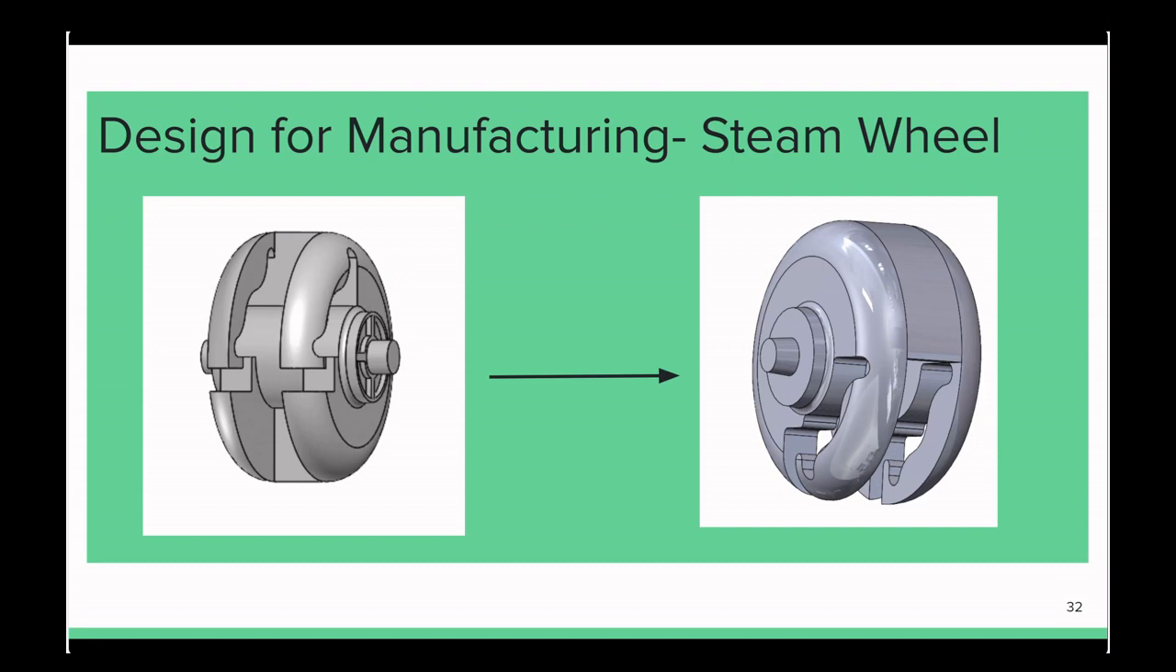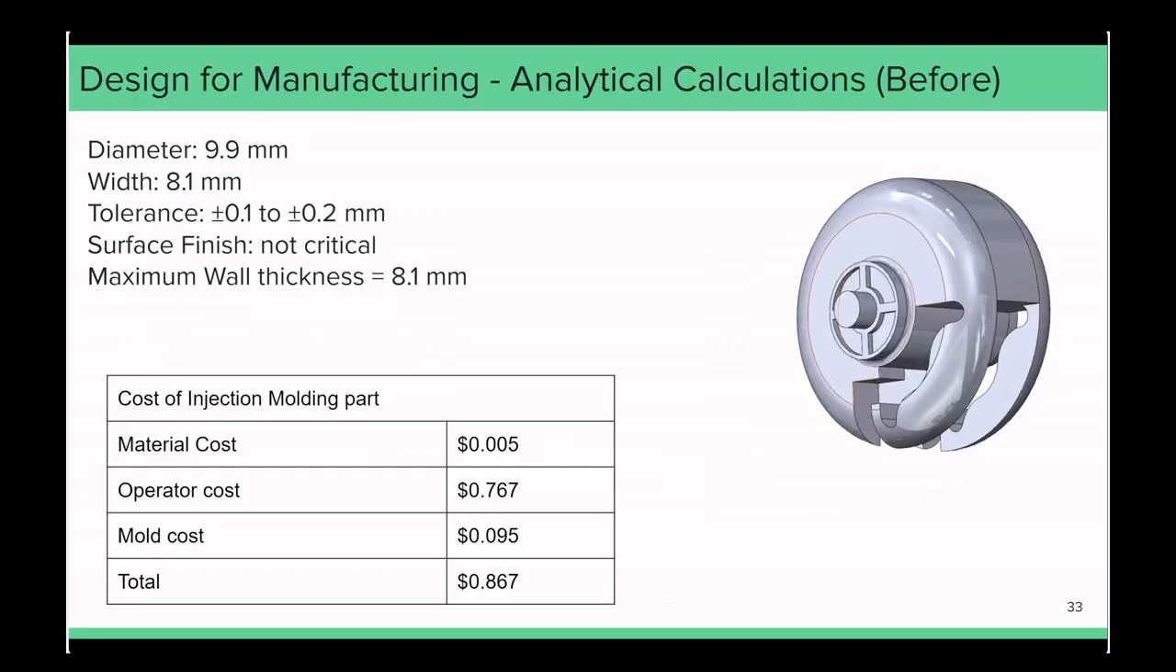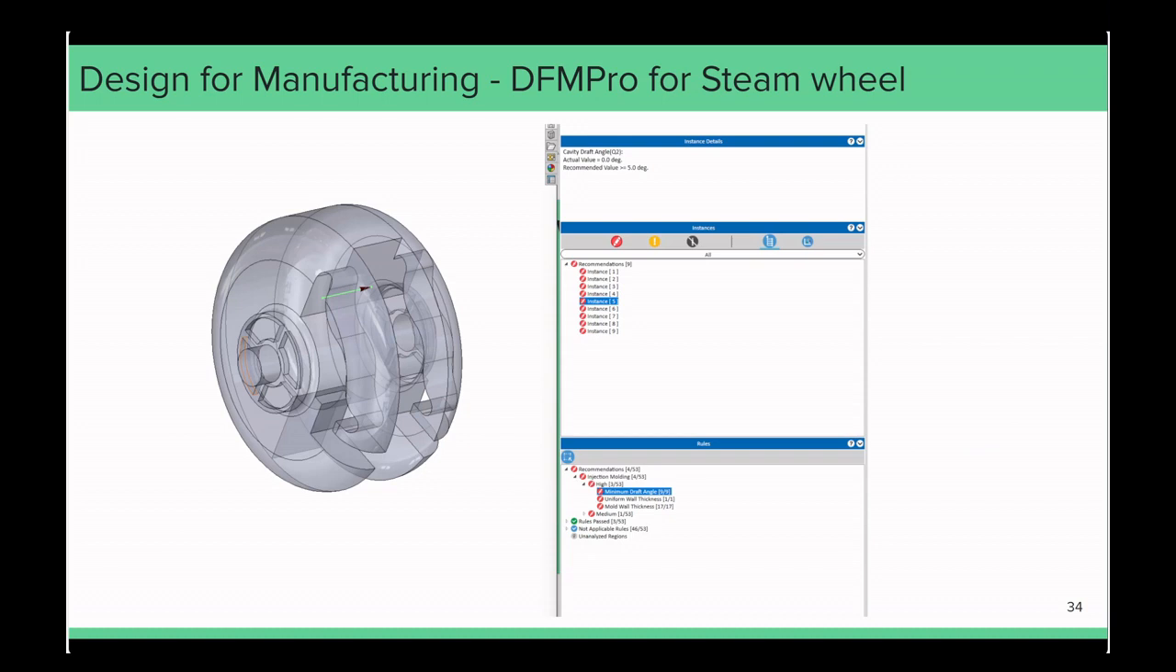Now we look at DfM for the steam wheel. We are injection molding this part. Our analysis before redesign gives us a total cost of 86 cents. DfM Pro suggests changing draft angle, having uniform wall thickness, and mold wall thickness.